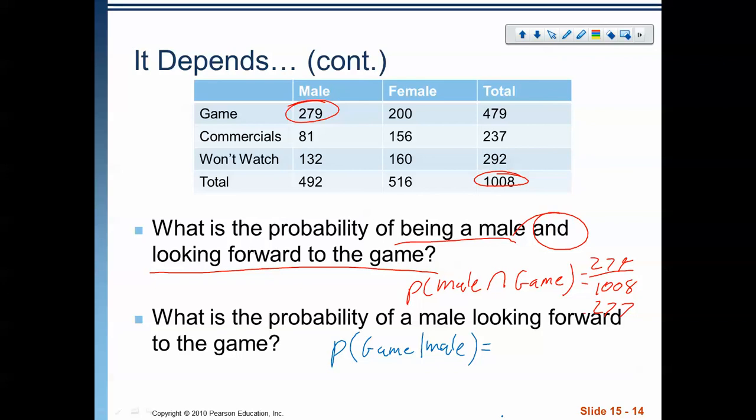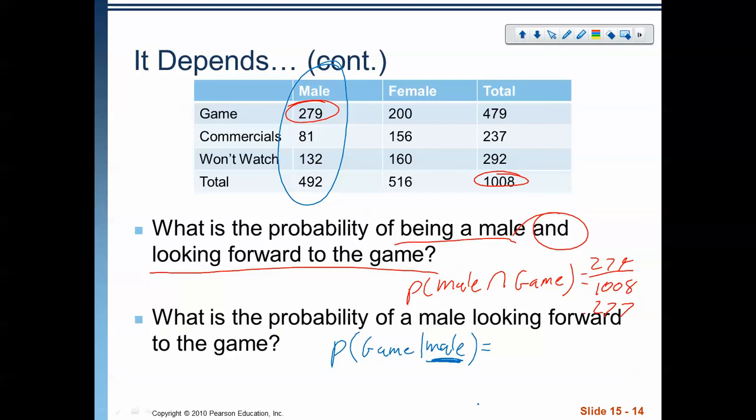And so what are those people? Probability of a male looking forward to the game. So we are now looking at only the males, right? We're making a condition that a person has to be a male. We're not worrying about females right now, which is really weird for a male. But we're only focusing on the males. We're not looking at the females who are interested in the game.